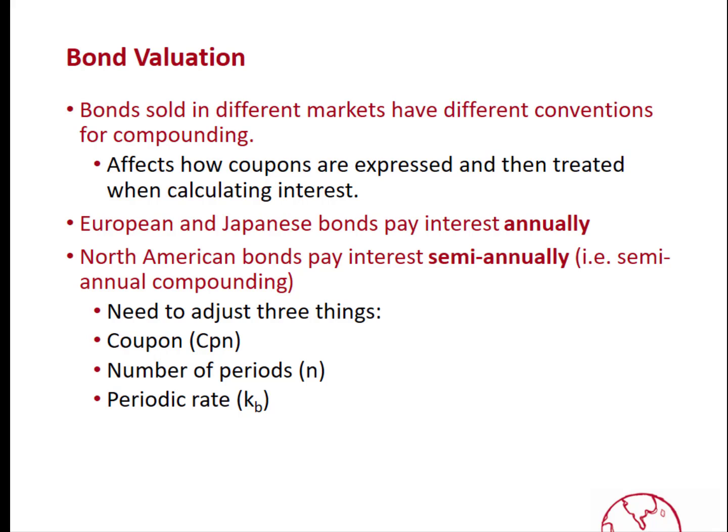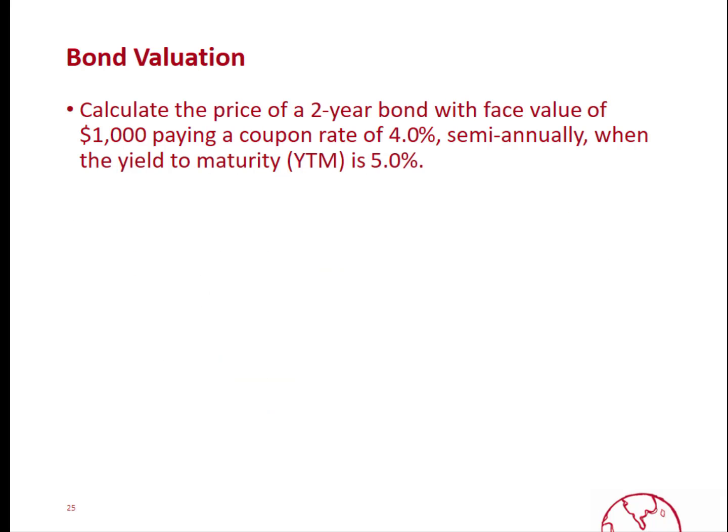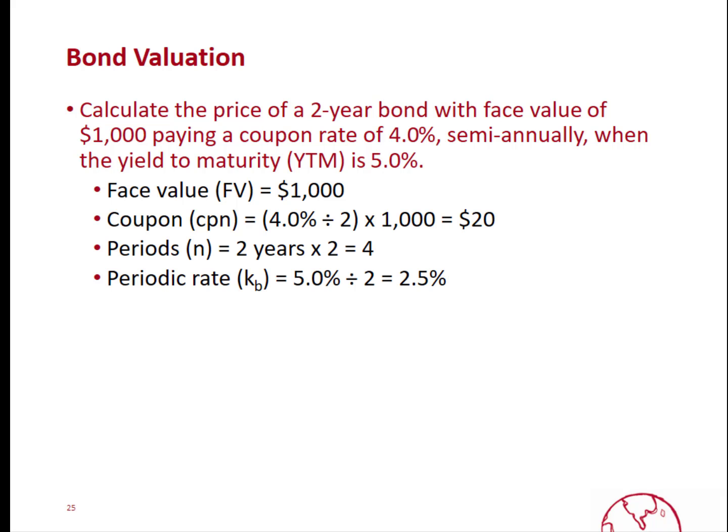Let's take a look at an example. Calculate the price of a 2-year bond with a face value of $1,000, paying a coupon of 4% semi-annually when the yield to maturity is 5%. Face value is going to be $1,000. This is the future value.